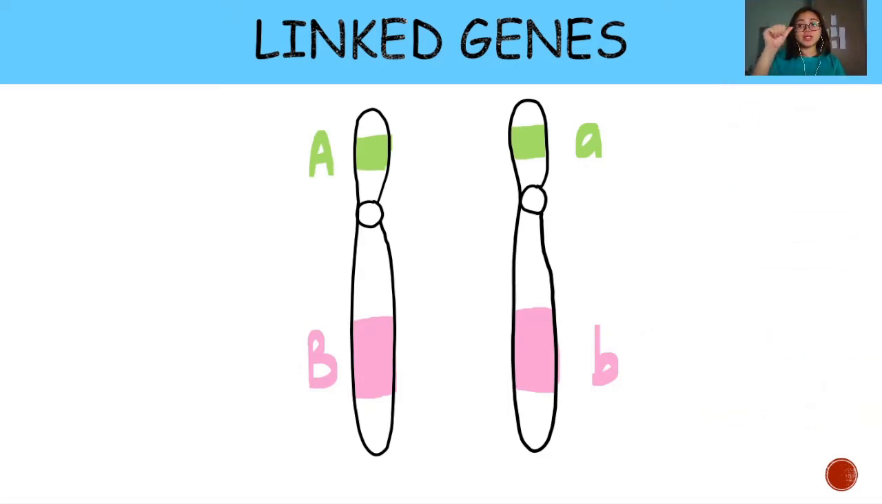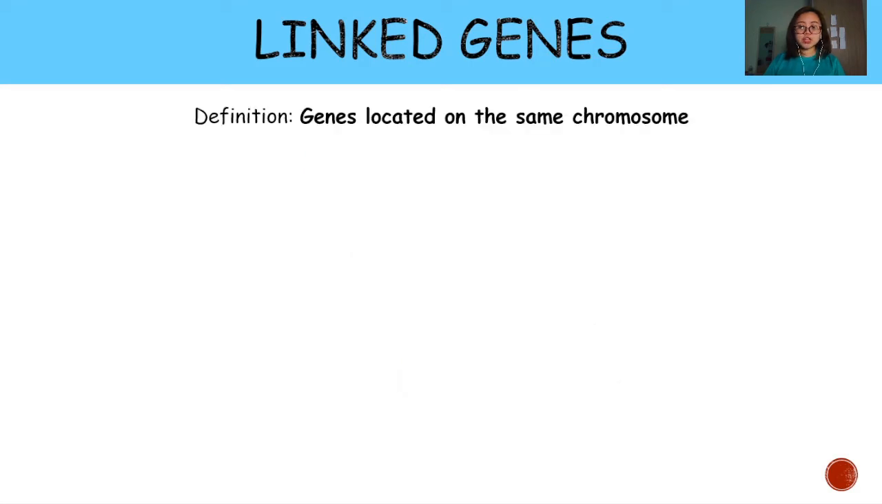And we're going into the 6th and the final type of non-Mendelian inheritance in your syllabus, which is linked genes. Dari 4.1, kita cakap pasal gene yang berada pada kromosom berbeza. Sekarang kita akan cakap pasal 2 gene yang berada pada kromosom yang sama. So you have now 2 or more genes that are located on the same chromosome. The definition, genes located on the same chromosome.